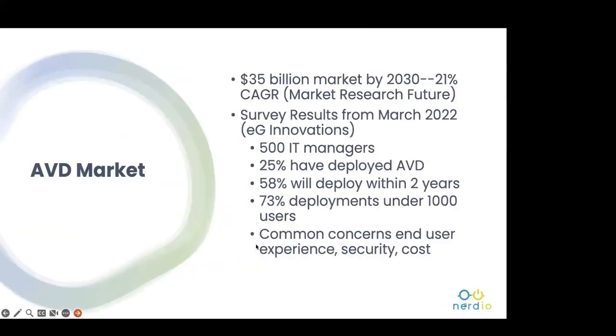And kind of a quick market study that we have here. And again, I apologize, this is a little bit dated. This was done almost 2 years ago now, but you can see that the forecast on the market, it's a $35 billion market, and we're definitely seeing a trajectory towards that. You can see here 500 IT managers surveyed, a quarter of them had AVD. It looks like from our poll today, that number is a little bit less, but certainly the 58% looking to deploy within 2 years kind of lines up with what the poll we saw.